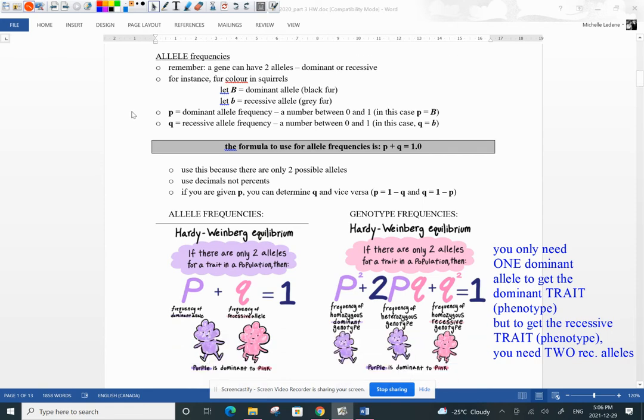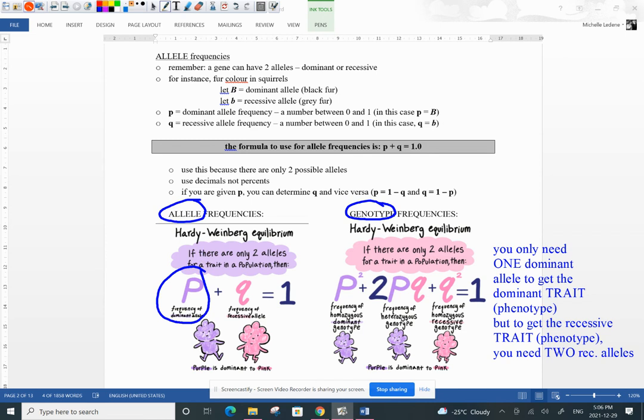So just a couple of reminders. We've now got two equations. We've got the allele frequencies, and we also have the genotype frequencies. So again, there's only two alleles. We've got the dominant alleles. Everybody in the population with the dominant allele, we represent as the letter P. So all of the individuals who have dominant alleles, whether they're homozygous or heterozygous, are going to have dominant alleles. The letter Q represents every individual in the population that has a recessive allele. So whether they're heterozygous or whether they're homozygous recessive, they have recessive alleles.